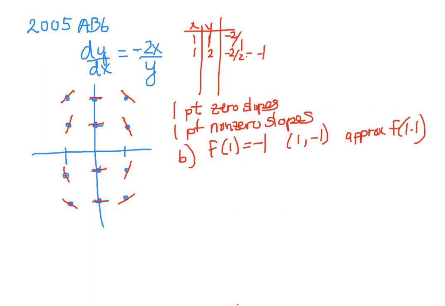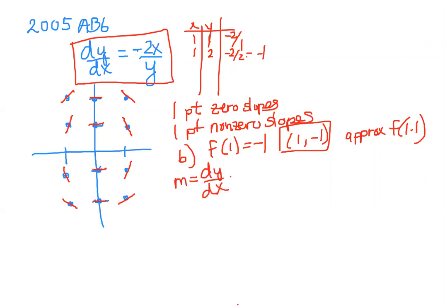So we need to write an equation of the tangent line. You need a point, which you've got right here, and you need a slope. And your slope is a derivative, which is this. So we're going to find the slope of our tangent line. We're going to take the derivative, and we're going to substitute 1 in for x and negative 1 in for y, and we get 2 for our slope. So to write our tangent line, we're going to have y plus 1 equals 2 times x minus 1.